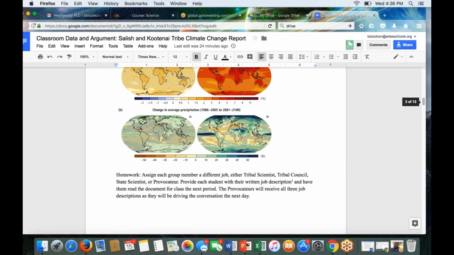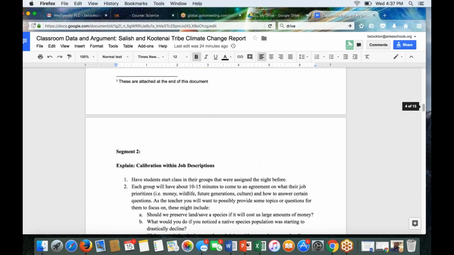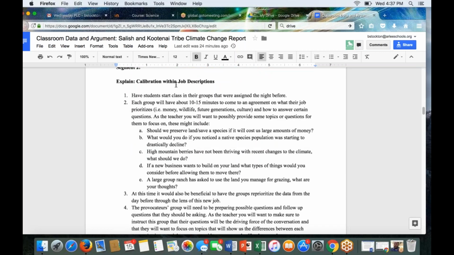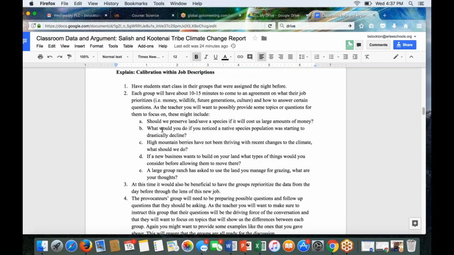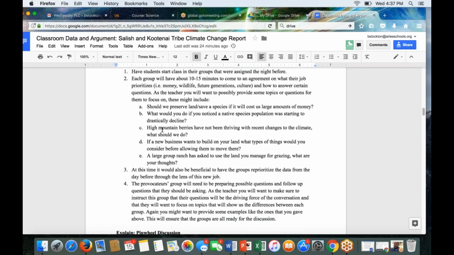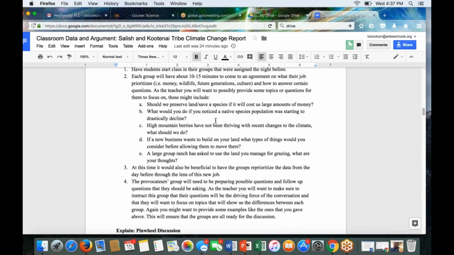But anyway, we give them these different roles, and then they come back and they have an opportunity to calibrate in their jobs. They would work with other students that have the same role, and they would make a collective voice of what their group does and how their group sees this situation with the data that we were provided earlier, and if that lens has changed.